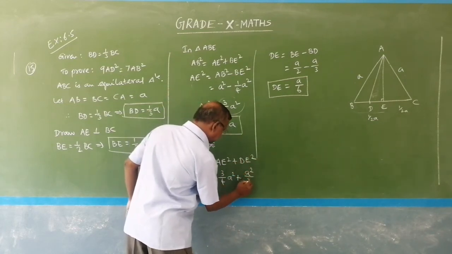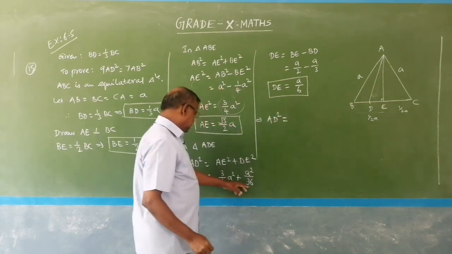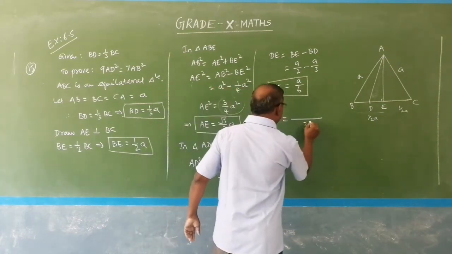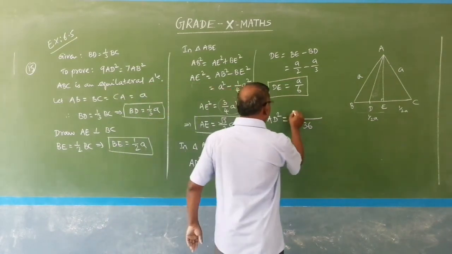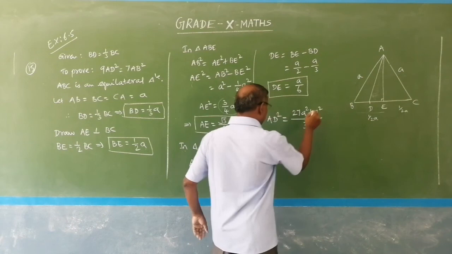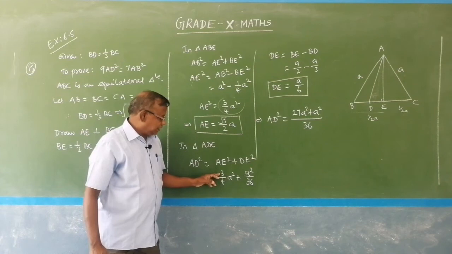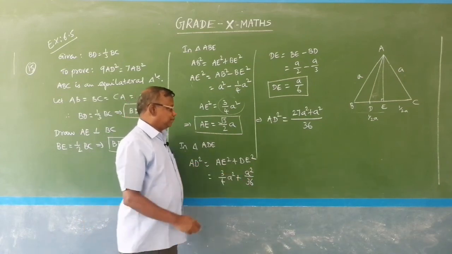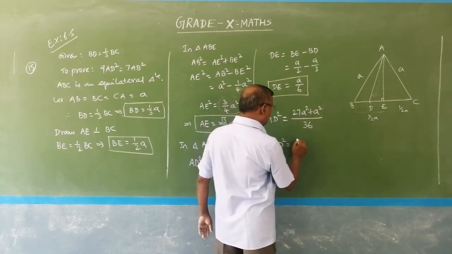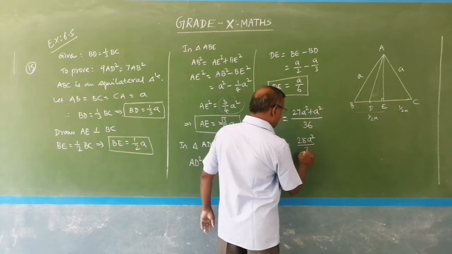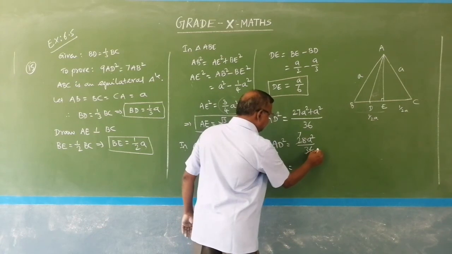That is, AD square equals, now take LCM 36. This is 36 and this is 9 times, so 9 3s are 27 A square plus A square, divided by 36. AD square equals 27 A square plus 1 A square, equal to 28 A square by 36. So 7 4s are 28, 9 4s are 36.